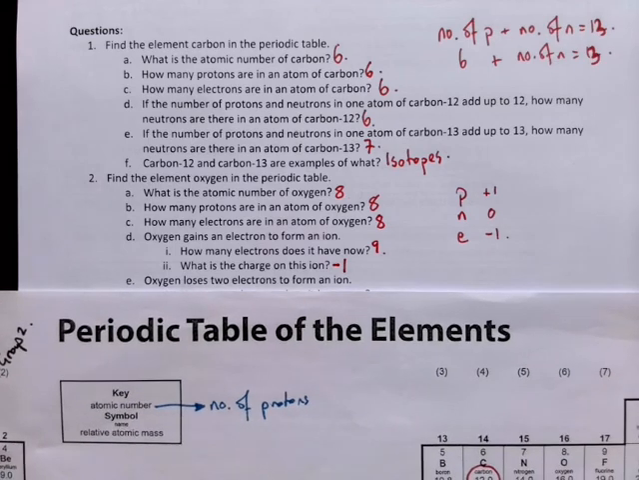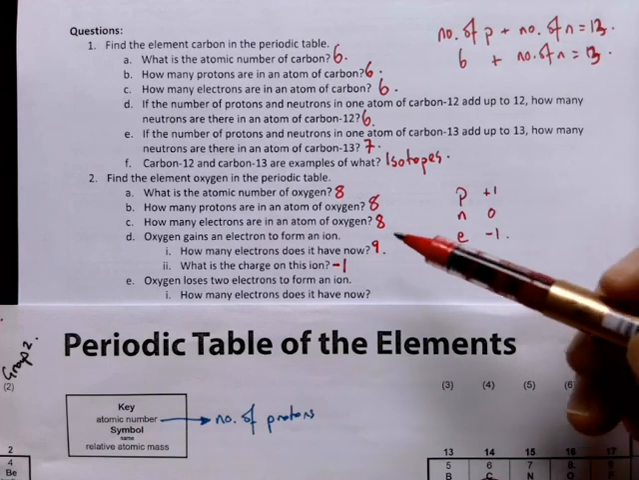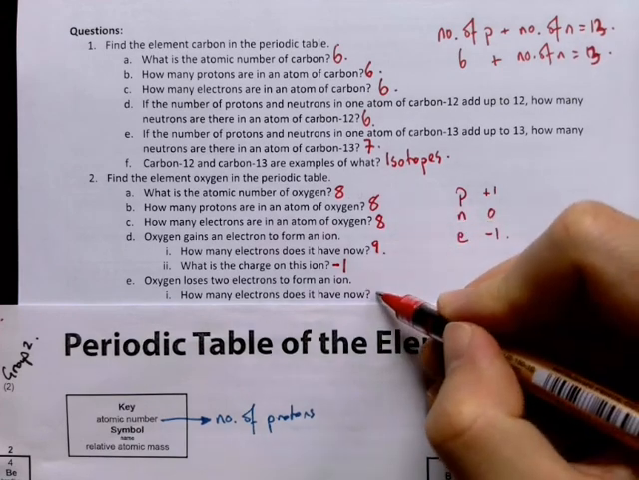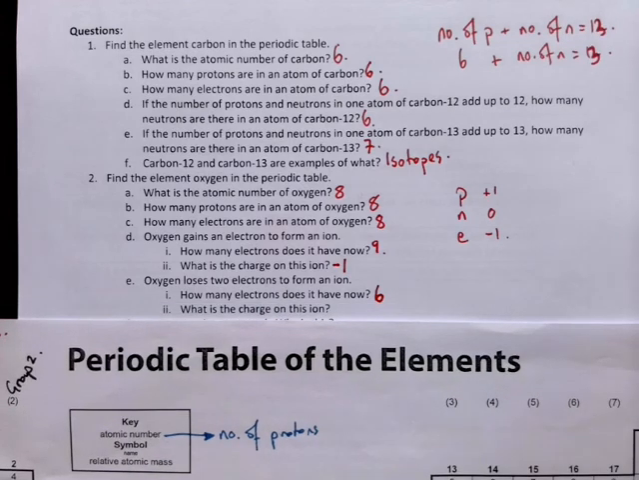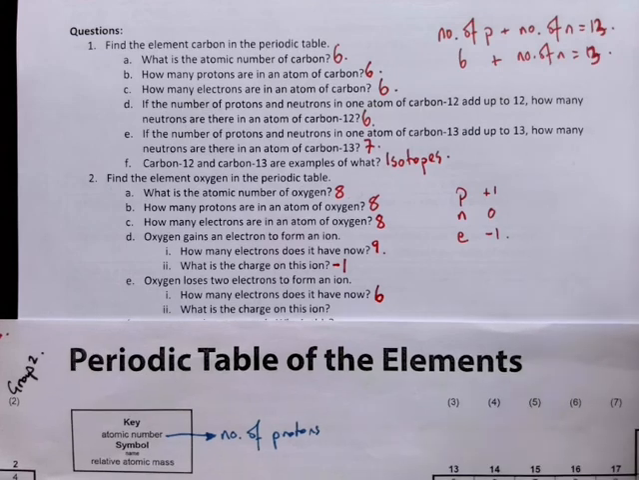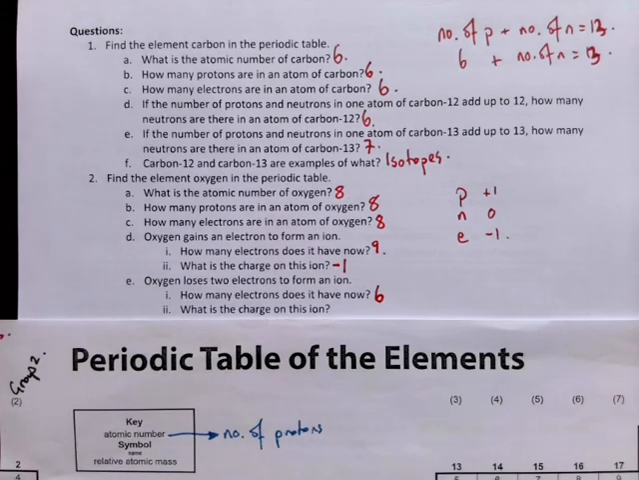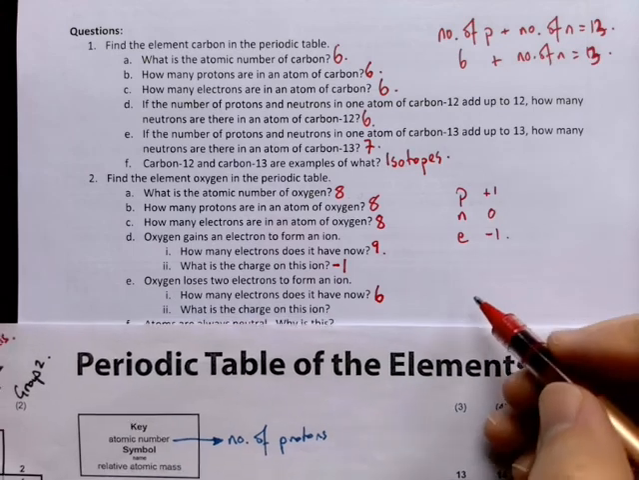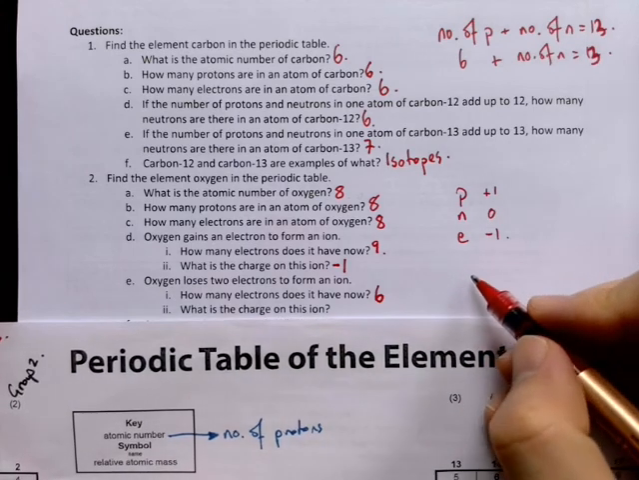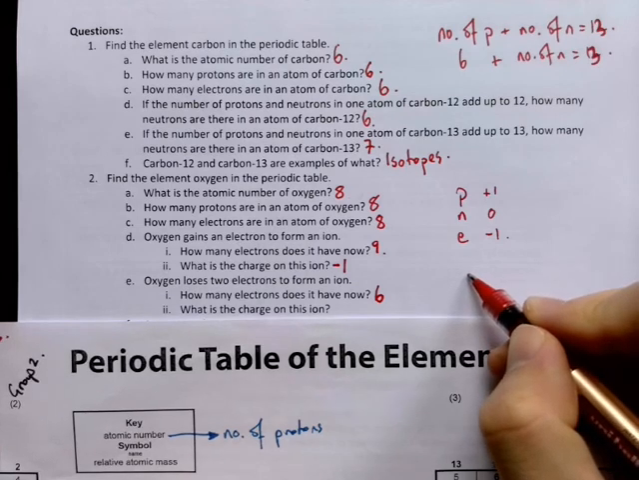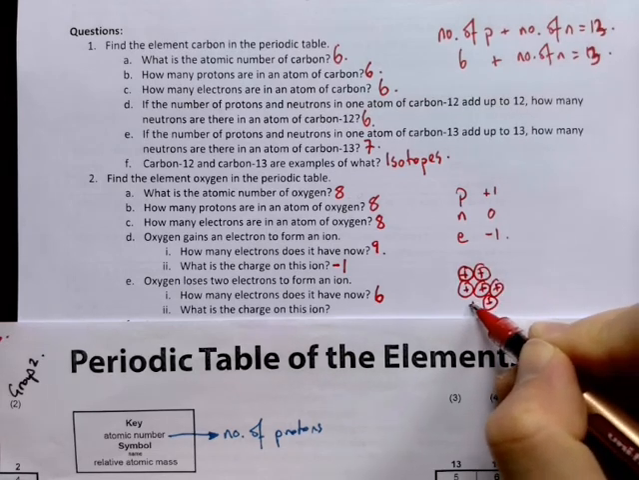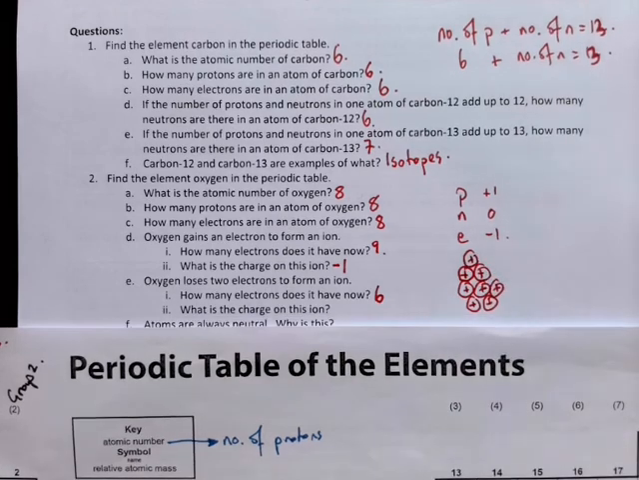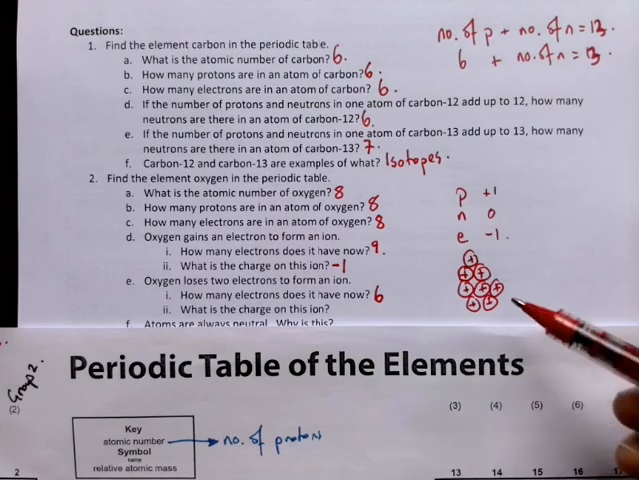Oxygen loses 2 electrons to form an ion. How many electrons does it have now? So there are 8. If I lose 2, it goes down to 6. What is the charge on this ion now? Well, we can think about it like this. Let's imagine we have our oxygen atom, and there are 8 protons: 1, 2, 3, 4, 5, 6, 7, 8. This is not what it really looks like, but I'm just showing you there are 8 protons.